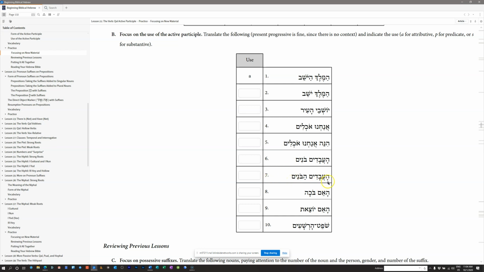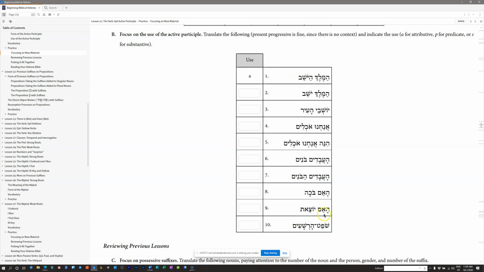All right, number 7, we've got ha-avadim, ha-bonim. So here we've got our article. They match, and so this would be the servants who are building, or the building servants, or something like that. All right, number 8, we have ha'em bocha. Ha'em is definite, bocha is indefinite, so the mother is weeping, predicative.